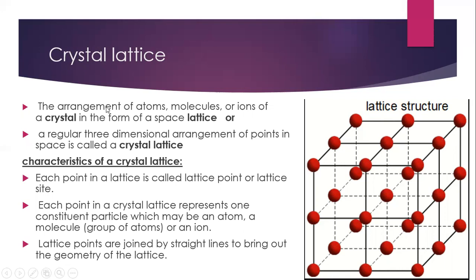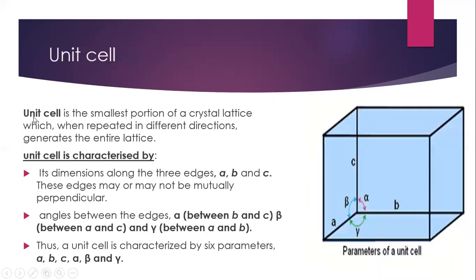So I can say that unit cell is the smallest portion of the crystal lattice. Once again, unit cell is the smallest portion of the crystal lattice which when repeated in different directions generates the entire lattice. What are the characteristics? Its dimensions along the three edges A, B and C. These edges may or may not be mutually perpendicular to each other.